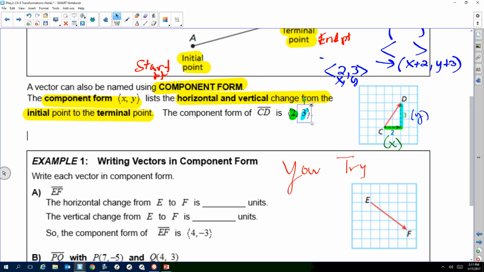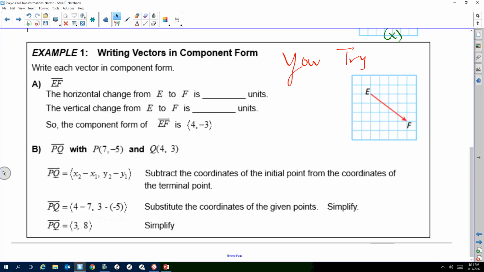Okay? All right, so let's see. Look at example 1. What is the initial point? E is the initial point. For E, you have to do your horizontal distance. So that would be 4 units. And then you do your vertical distance. -3. So now horizontal was 4, vertical was -3. There is your component form. 4 comma -3. Okay.